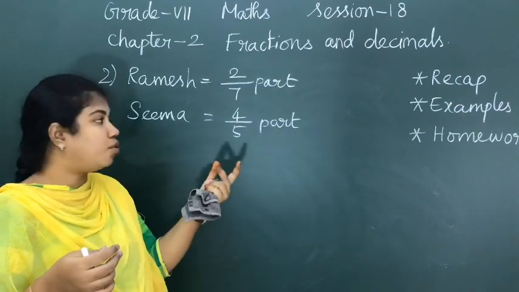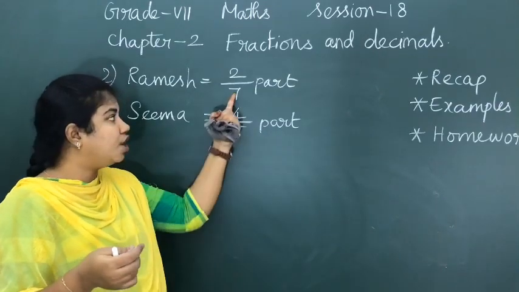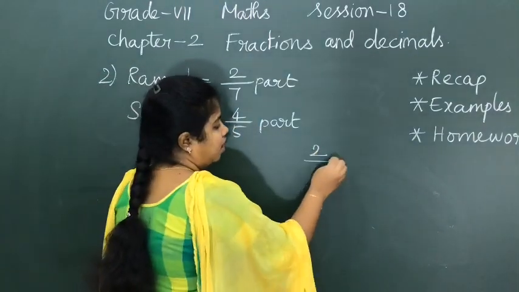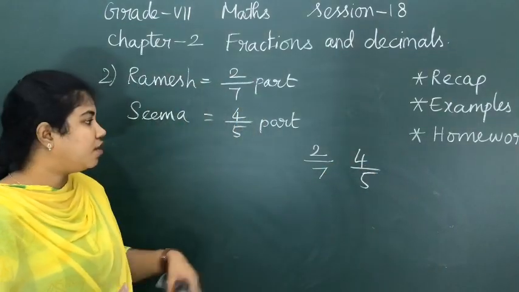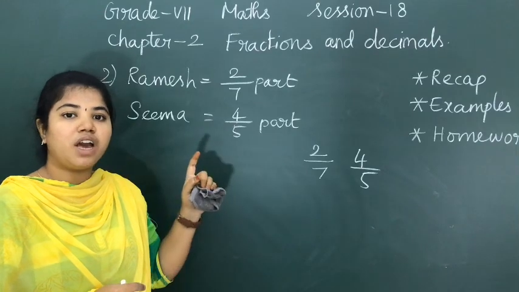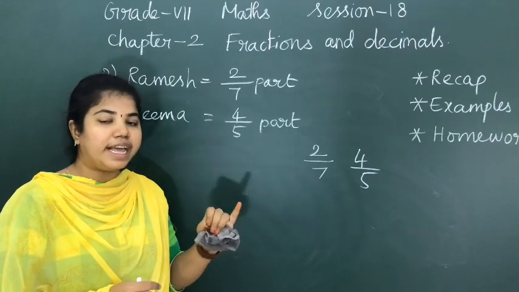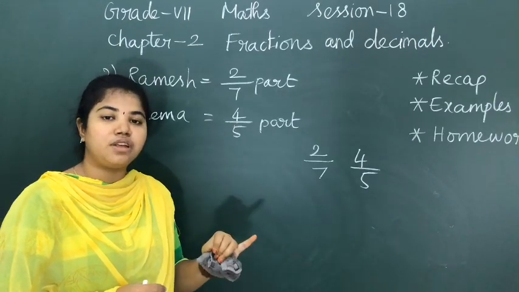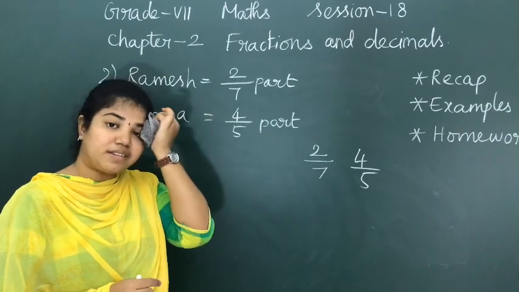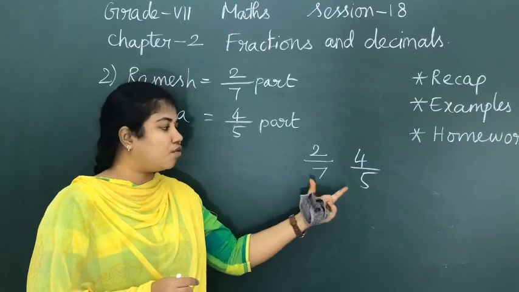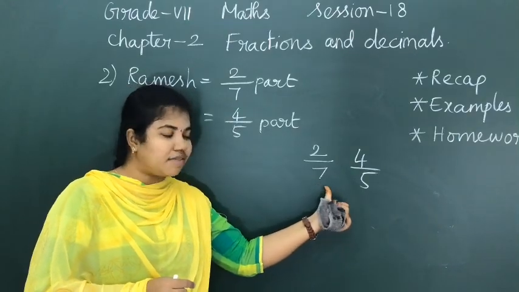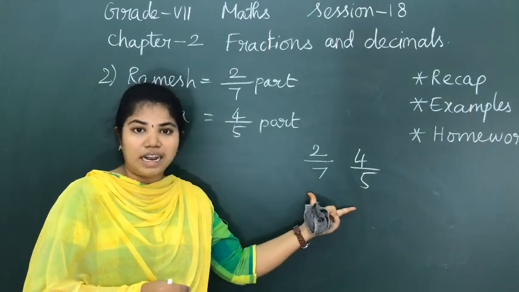Now what you have to do? What are the fractions given in the question? 2 by 7 and 4 by 5. These are the two fractions given in the question, right? So we are familiar with two fractions, like and unlike fraction. What is a like fraction? If the denominators are same, it is the like fraction. If the denominators are not same, it is unlike fraction. What are the denominators here? It is 7 and 5. So they are unlike fractions.